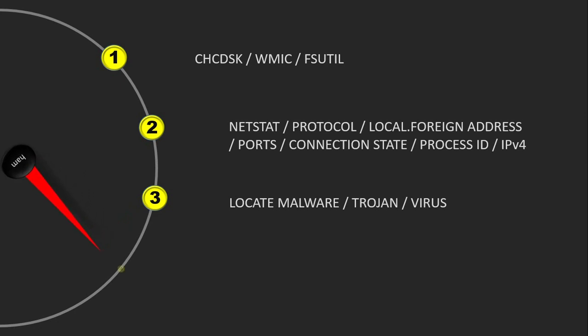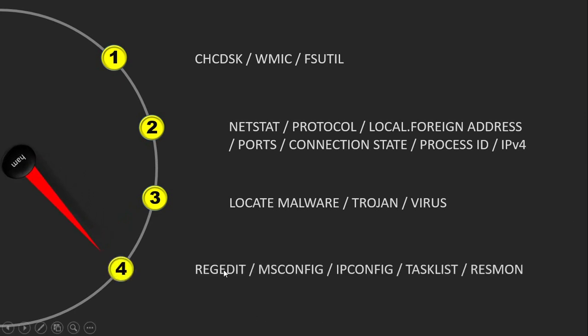Step number 4, we'll be using 5 commands: regedit, msconfig, ipconfig. This will help me to modify the state of the internet protocol if it needs to be. Tasklist to help me with the process ID and a port. Then resmon. This is a very good program. I use it when I have to fix a computer. This is the program I use.